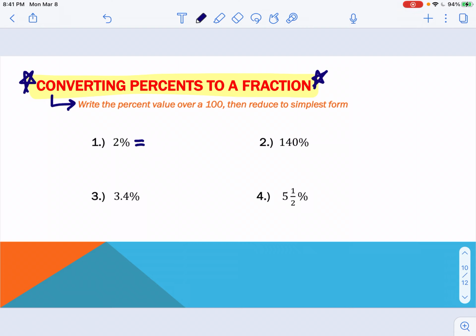In number 1, we have 2%. Since the percent symbol literally means out of 100, I'm going to do 2 out of 100. I'm going to simplify that fraction by dividing the top and bottom by 2, and I get 1 over 50. Try out number 2, 3, and 4, and then when you're ready, unpause the video to see if you're correct.